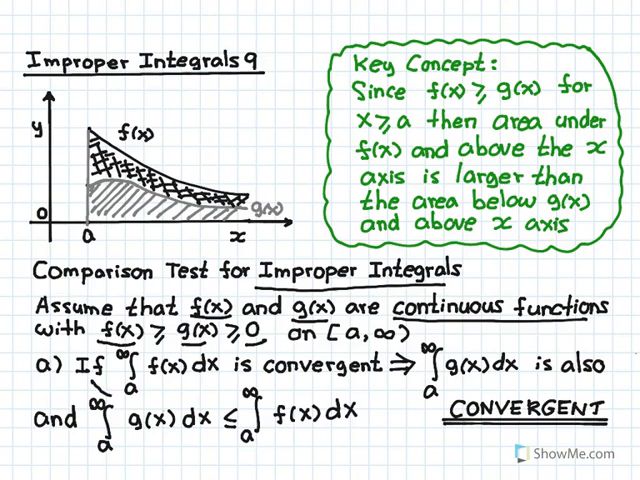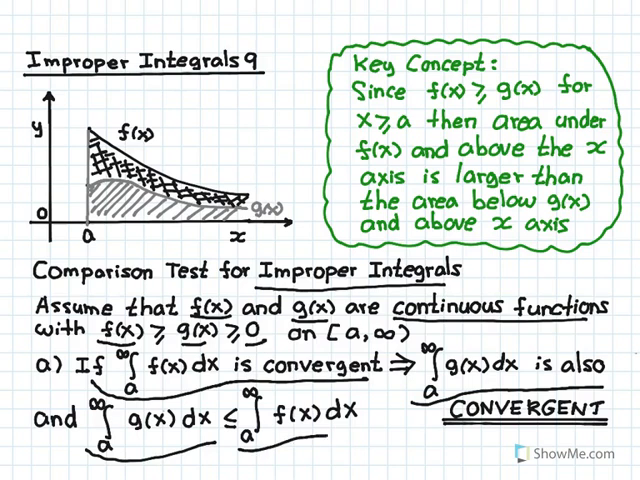If the integral from a to infinity f of x dx is convergent, that means the area under the function f of x is finite, then the integral from a to infinity g of x dx is also convergent. Why is that? Well, we know that the integral from a to infinity g of x dx is less than or equal to the integral from a to infinity f of x dx. That's because the area under g of x is less than the area under f of x, because f of x is above g of x.